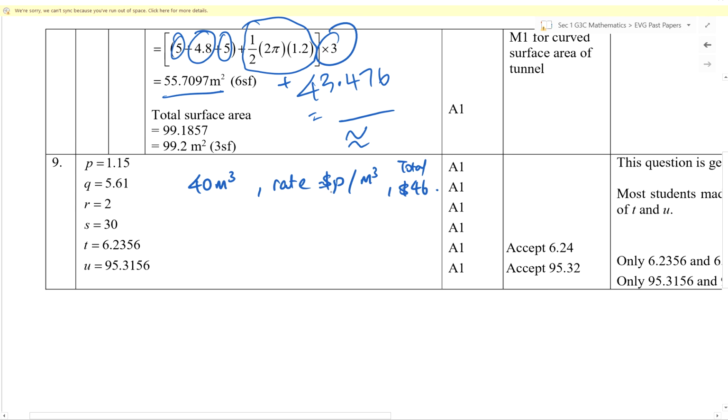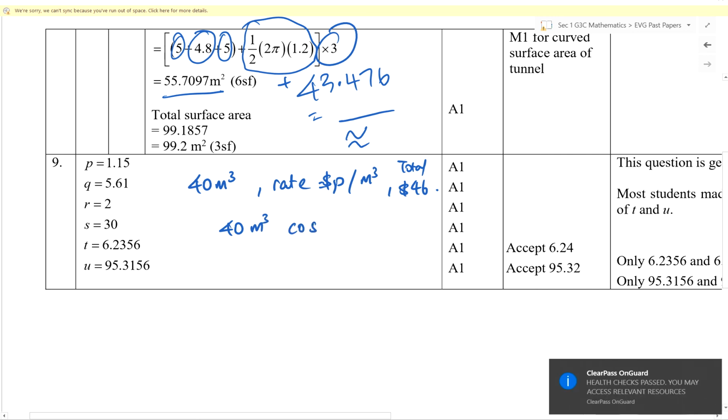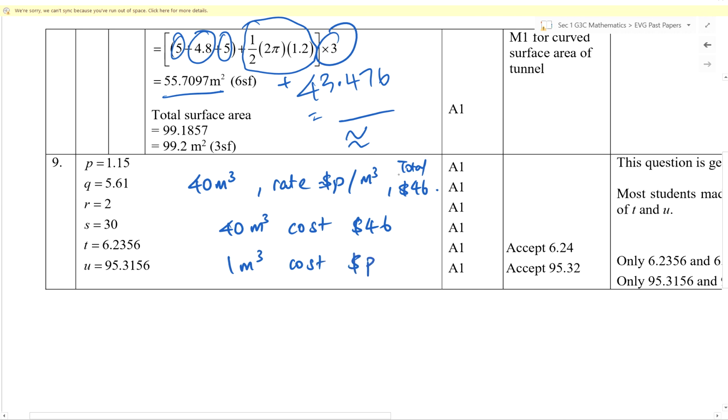So we do so like this. $46 for 40 cubic meters, P dollars for 1 cubic meter, and we want to find P. It is actually easier if you switch it around. Okay, let me just redo that. 40 cubic meters cost 46. So 1 cubic meter costs P, right? And that is the same as 46 over 40, which is 1.15. And this is our P. So P is equal to 1.15. So that is done.